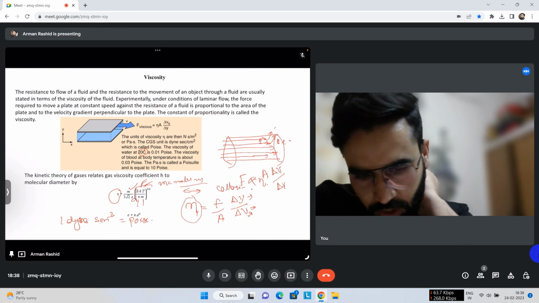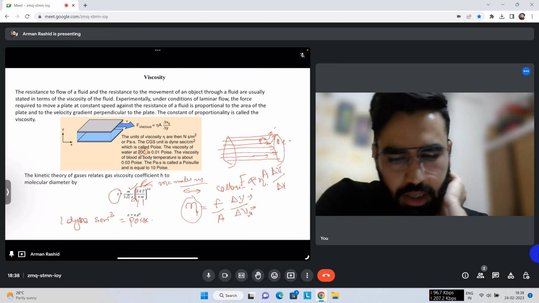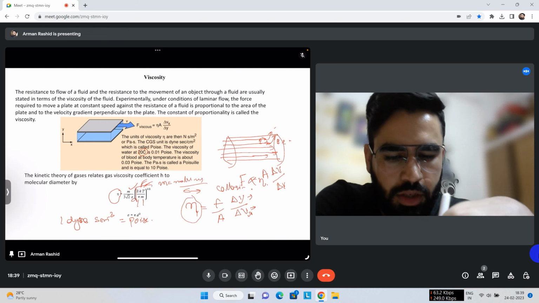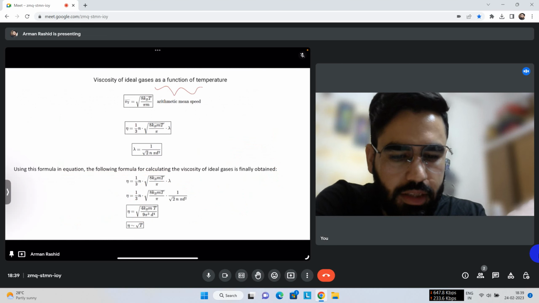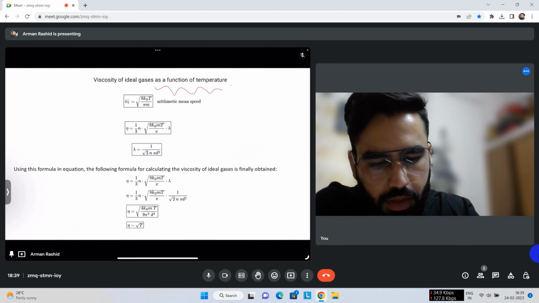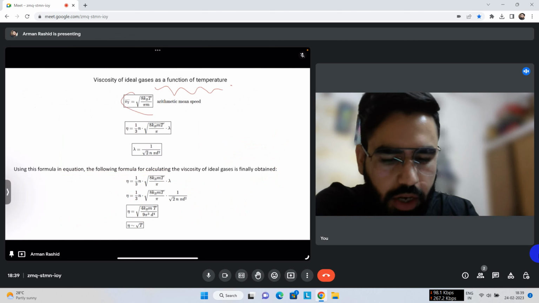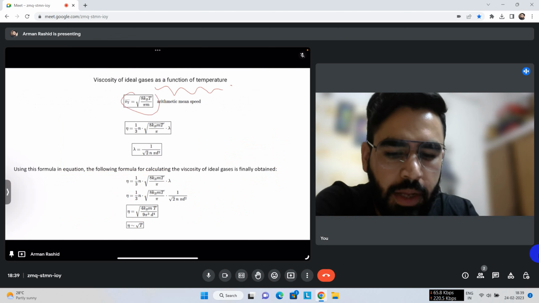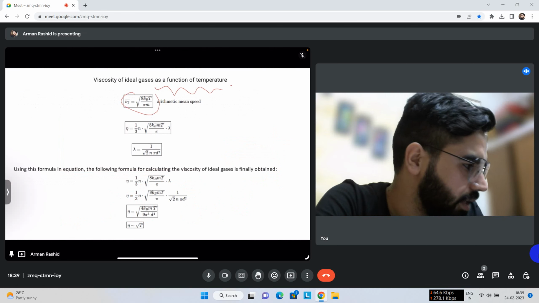So if we want to relate the viscosity of ideal gases as a function of the temperature, we know that the arithmetic mean speed, or the average speed, is given by the square root of 8 kT by pi m.